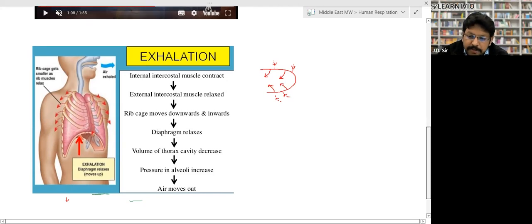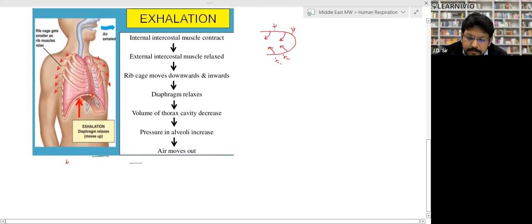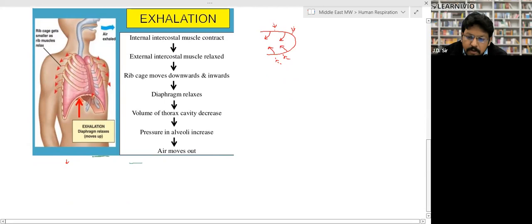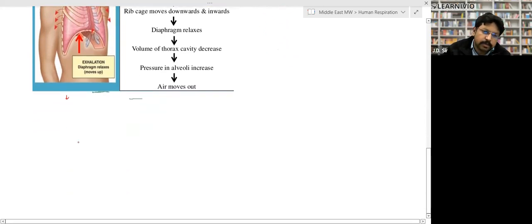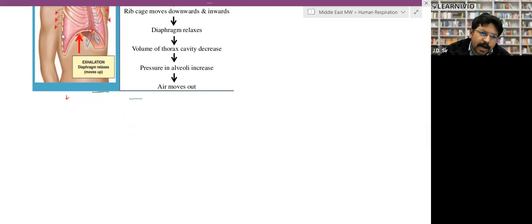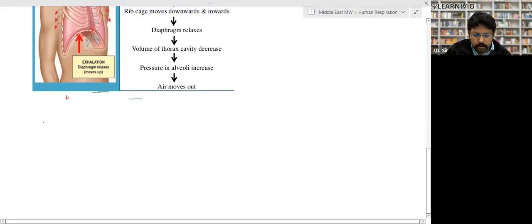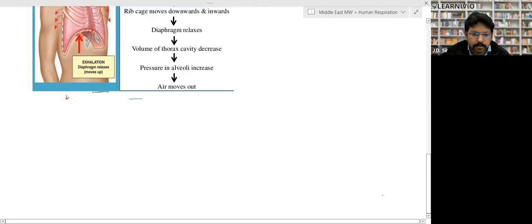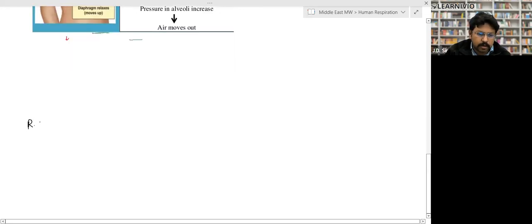Clear? Inspiration, expiration, clear or not? Yes. Okay. Now there is one more important thing. It's very simple. What is RQ? There are some figures and facts as well, so you have to remember what the RQ is. That is called respiratory quotient.